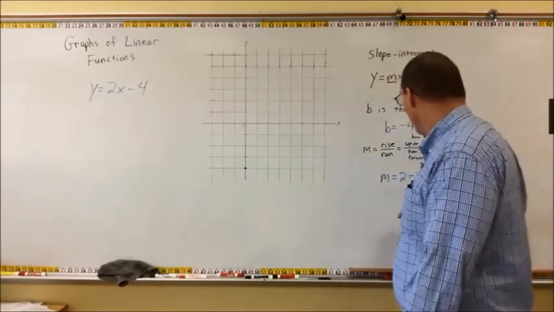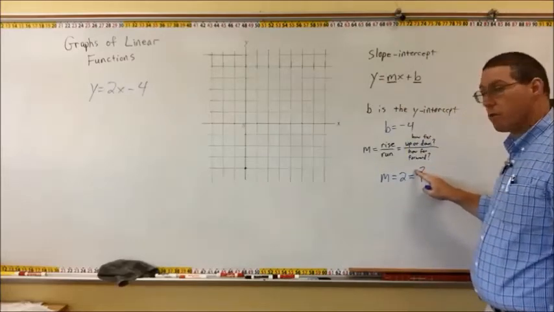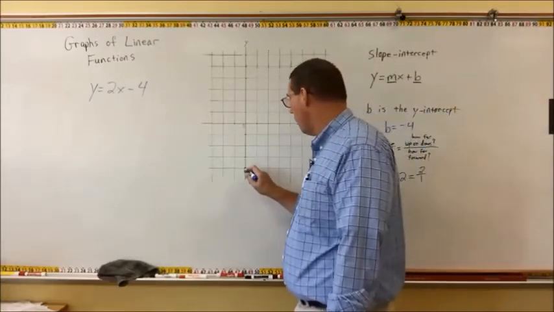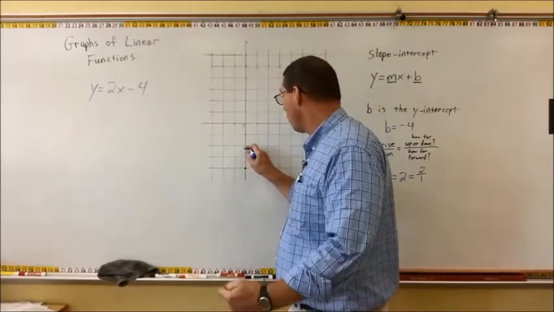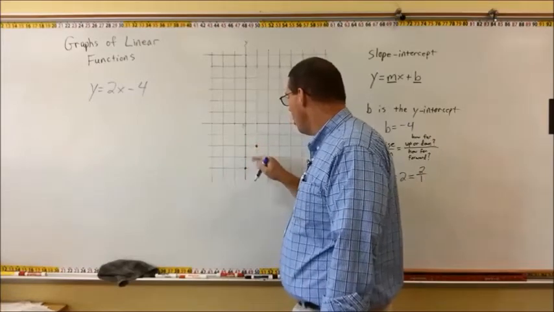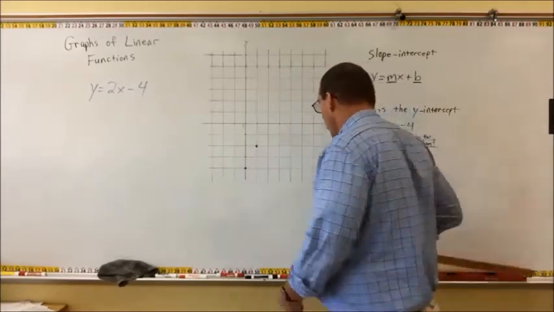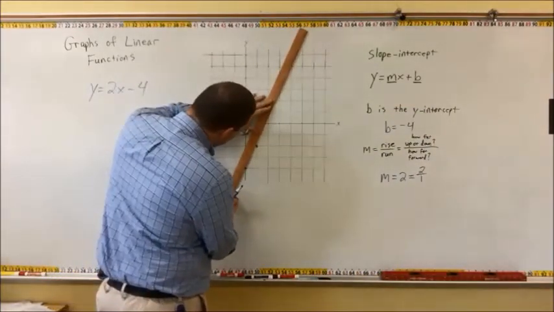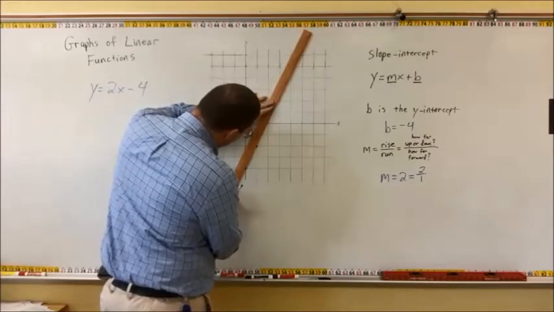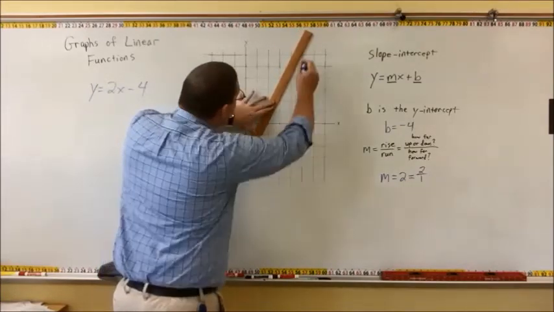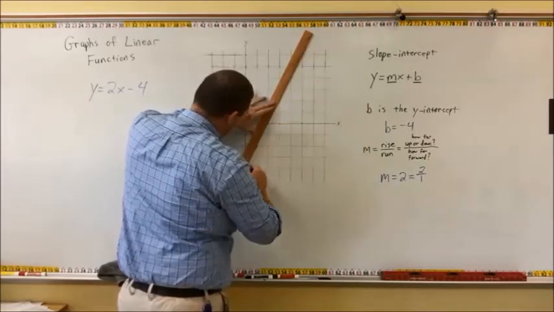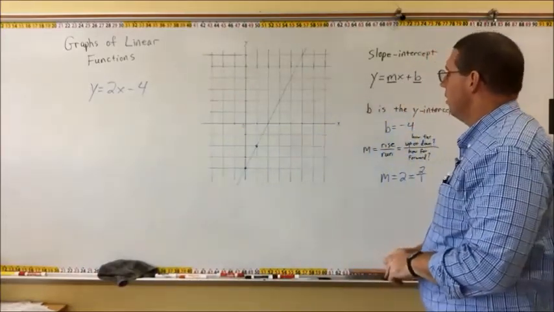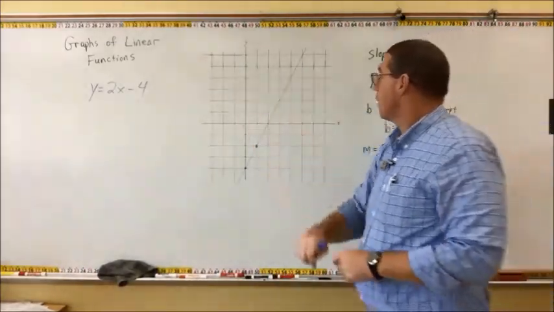Okay? So we're going to go up 2, because this is a positive 2, and forward 1. So from here, we're going to go up 2, 1, 2, and then over 1. And then we're going to put another dot. Once we have 2 dots, we can get a ruler or a straight edge, and we can line up those 2 dots and then just draw a line. And that is the graph of y equals 2x minus 4.